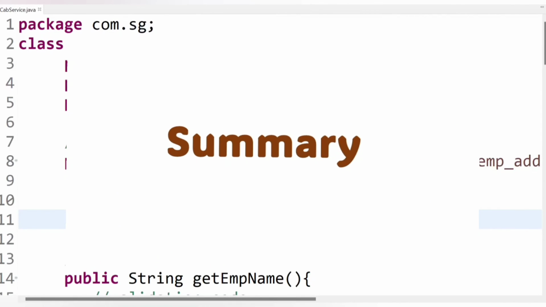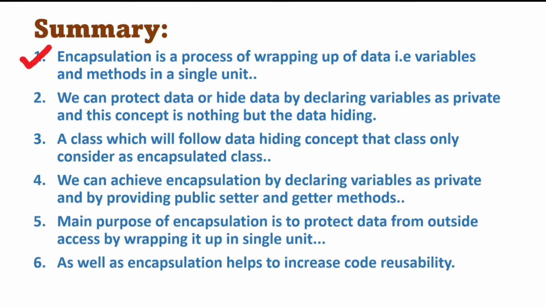Now I am giving a quick review on encapsulation. So encapsulation is a process of wrapping up of data, that is wrapping up of variables and methods in a class or in a single unit. And the second point is we can protect data or hide data by declaring variables as private, and this concept is nothing but data hiding. And the next point is a class which follows the data hiding concept is considered an encapsulated class. Okay. And the next point is we can achieve encapsulation by declaring variables as private and providing public setter and getter methods.